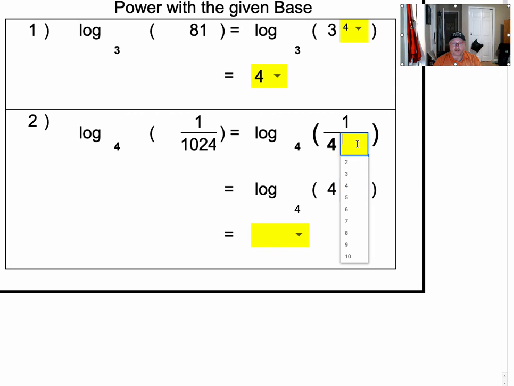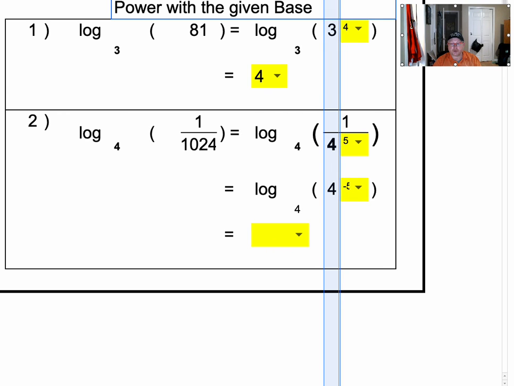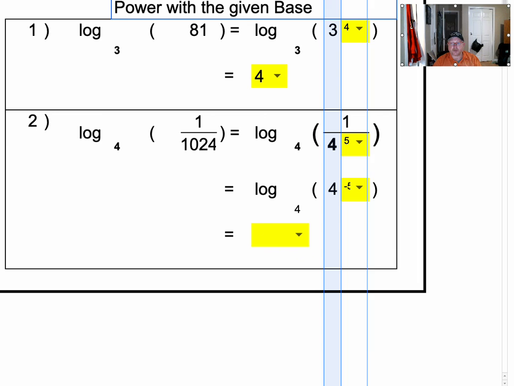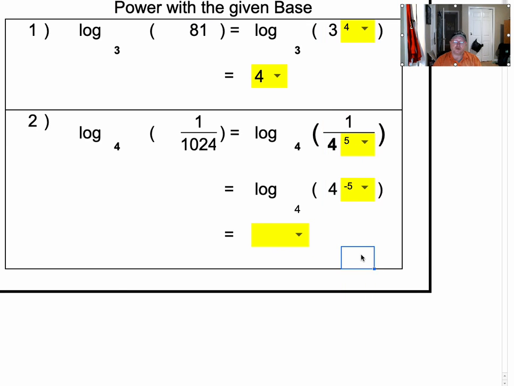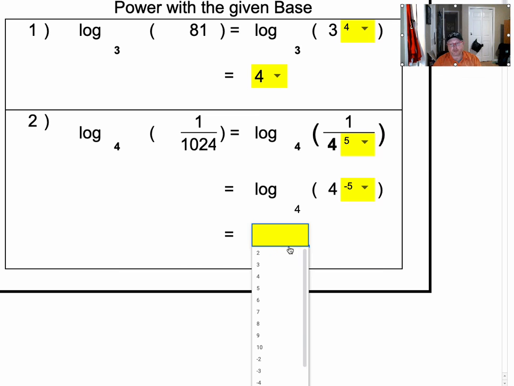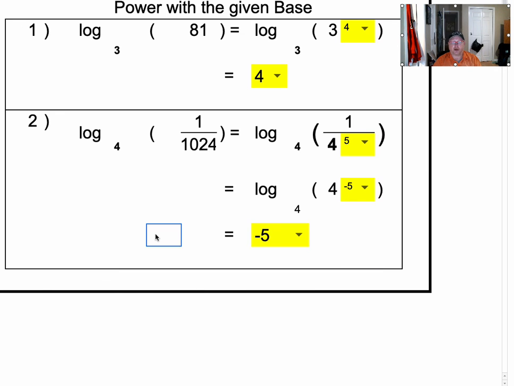So the exponent is now 5. But how do I write that? By bringing it up to the top so I don't have a fraction anymore, because I want to have base 4, not 1 over base 4. So that's going to be 4 to the negative 5. Let me make this a bit bigger so we can see that. There we go. Then it becomes really easy. What exponent do I put on a base of 4 to make 4 to the negative 5? It's pretty obvious. It is negative 5. Okay, folks?